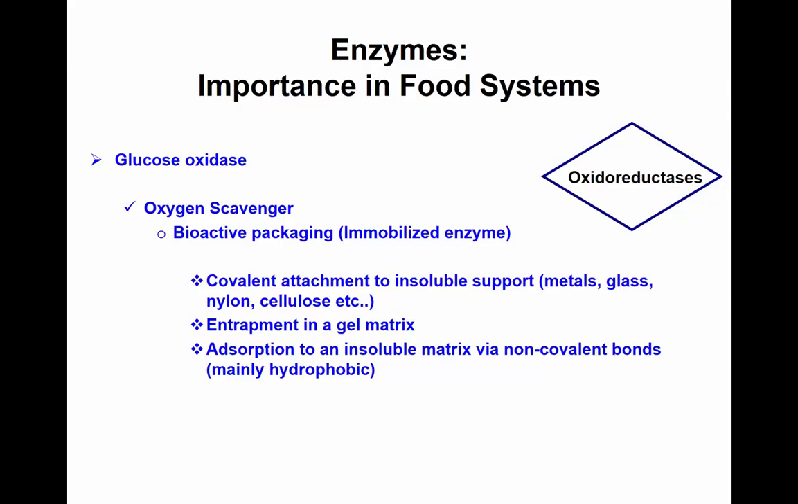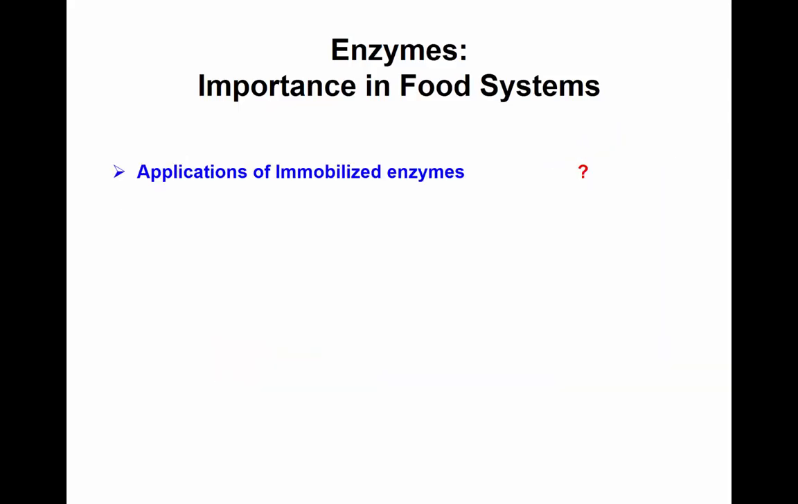Glucose oxidase is also used in active packaging as an oxygen scavenger. The enzyme is immobilized within the package, either on a support system such as metal, glass, nylon, or cellulose, or entrapped in a gel matrix, so it captures any oxygen that is in the packaging itself or that can penetrate through the package. So it scavenges this oxygen and acts as active packaging, preventing oxidation that might occur during storage.